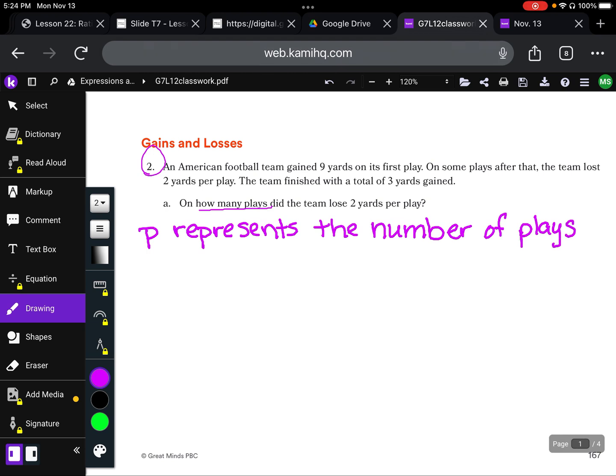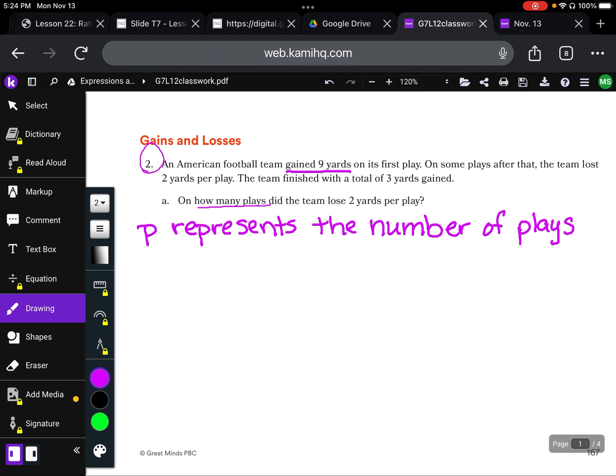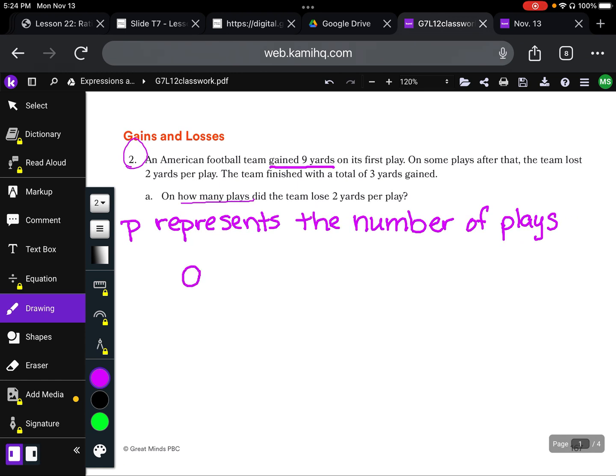Okay. So now we can go through and look at the words. So the team gained 9 yards. That's important. Hopefully you recognize that gaining 9 yards would represent a positive 9.